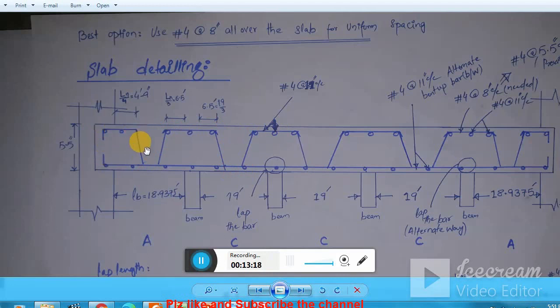So here, if you are providing a bent up bar, provide this as a straight bar. So different arrangements are possible. Now you see, this is the lap zone, this is the lap zone. Here you can provide a lap zone, and here you can provide a lap zone.